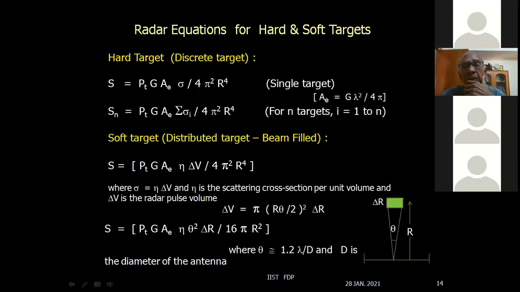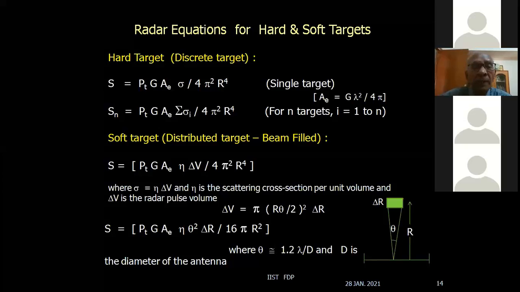So R to the power 4. The received signal power keeps on decreasing as your target is farther and farther away. It decreases at the rate of R to the power 4. And if there are multiple targets, then you will have to integrate the scattering cross section of each target. So the total received power will be within your pulse volume, that is the radar pulse volume.